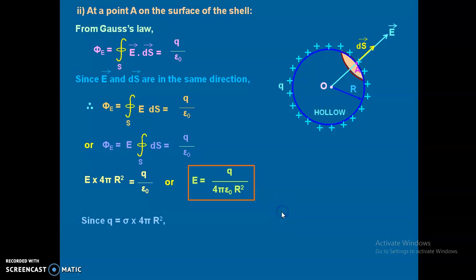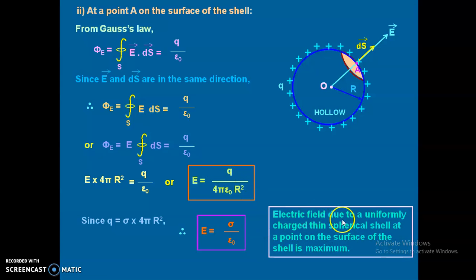Again we can use q is equal to sigma A, and A is equal to 4 pi R square, the total surface area. So therefore we can write E is equal to sigma upon epsilon naught after putting this value of q over here. Okay, so electric field due to a uniformly charged thin spherical shell at a point on the surface of the shell is maximum. It is independent of R, so that's why it is maximum, right?